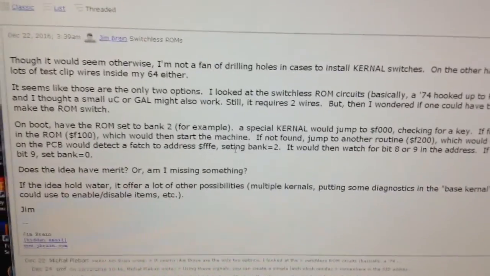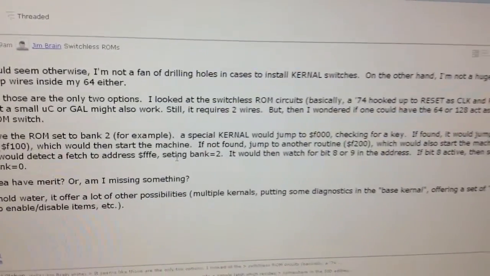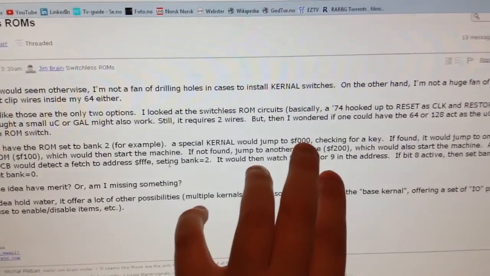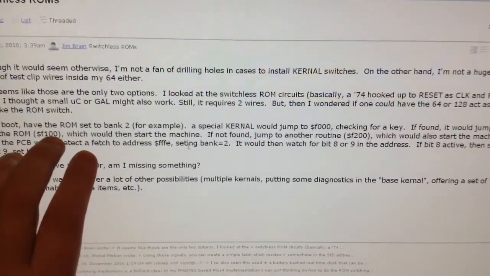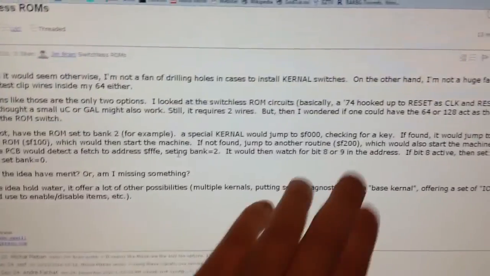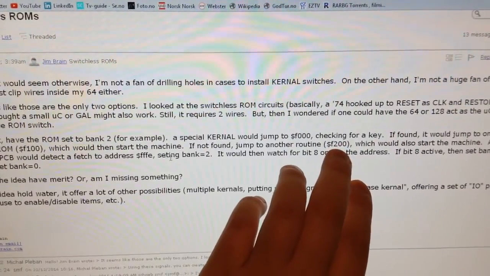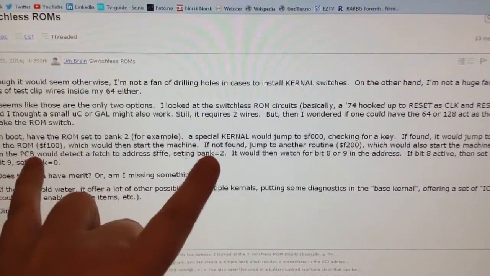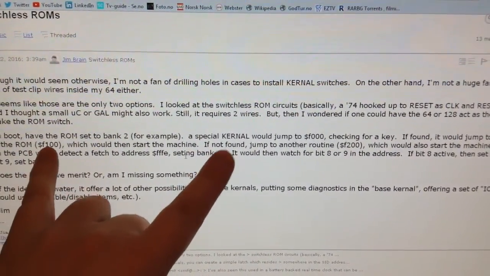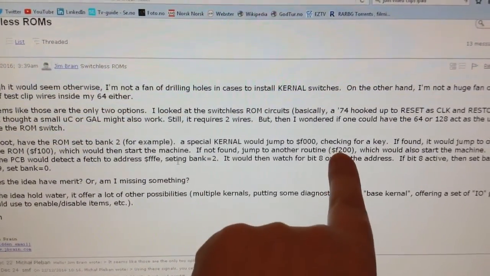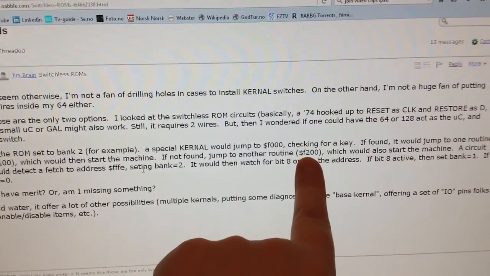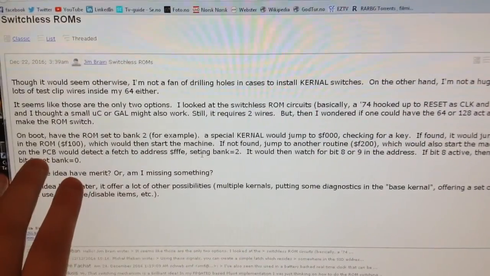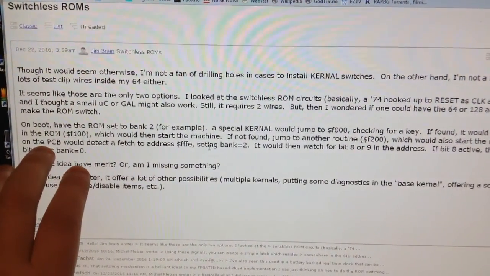So basically what I want to do is to use a special kernel that jumps to an address, and then if there's a key, it will either jump to F1 or F2. The reason for that, it doesn't say here I think, but I think he latches in those two bits in the leftmost nibble and uses that to latch it to the kernel we want to use.